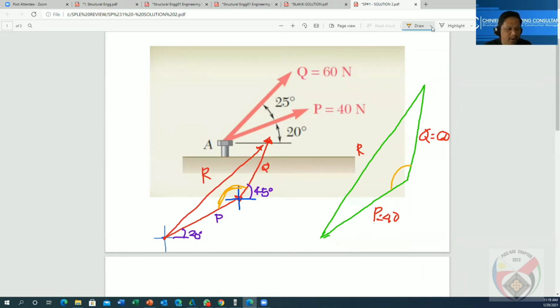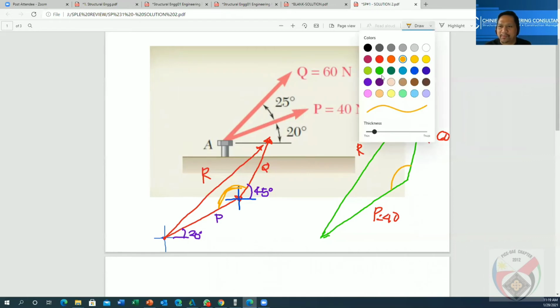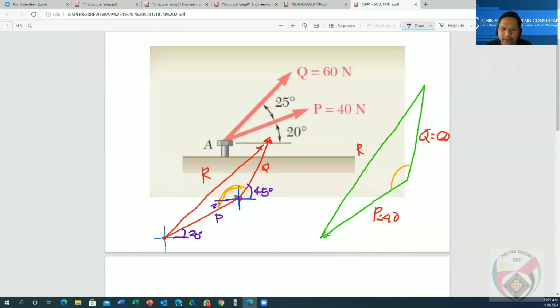Okay, so we will solve. Kasi may 205, merong 155. So we're going to solve. If this is 20, this is also 20, right? Tama ba ako? This is also 20, right?